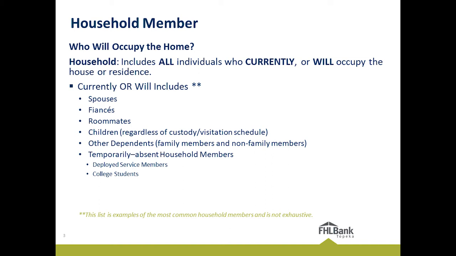Other occupants such as aging parents, foster children, and live-in nannies should also be included in the household. This does not include home health aides that are not family members. Those may be excluded. All co-owners and co-borrowers must live in the home and their income must be included.